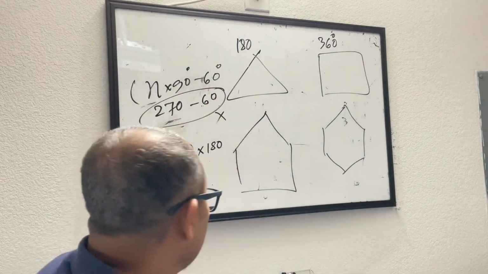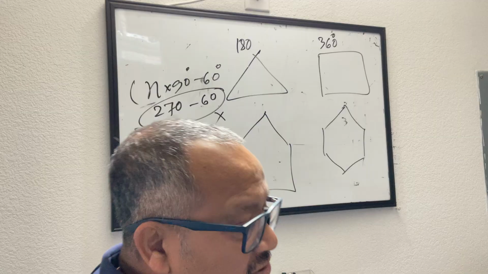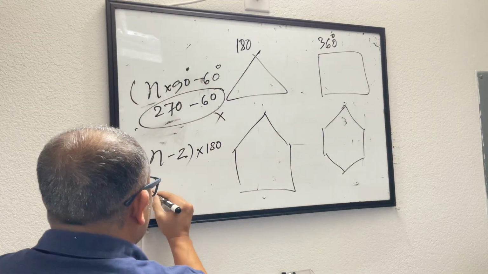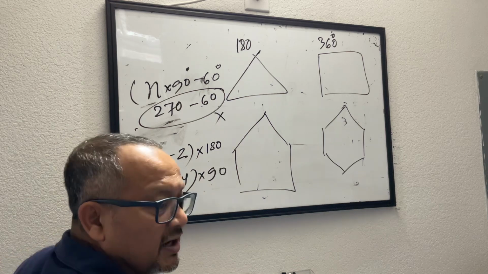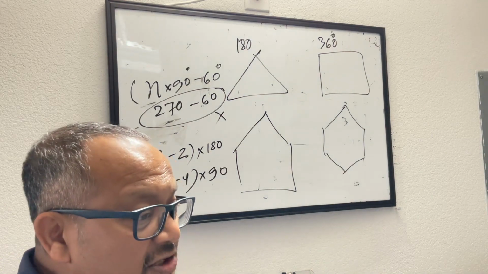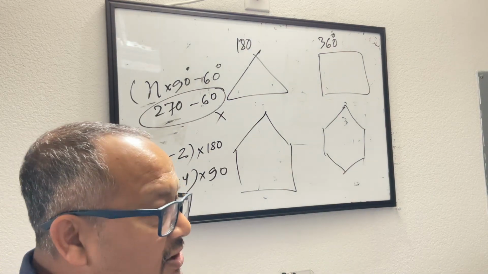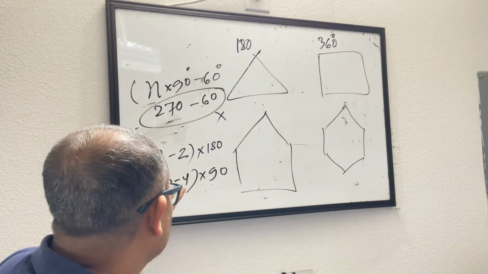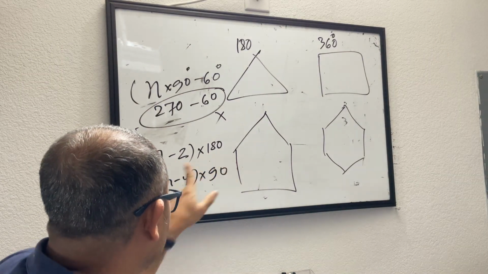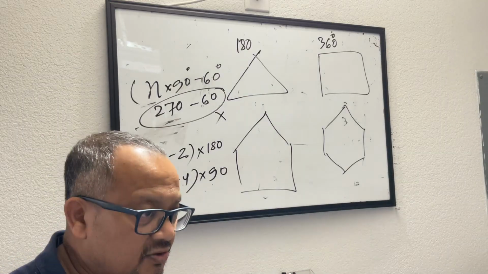Here, n minus 2 into 180, or 2n minus 4 into 90, whatever you can remember, okay? This is a magical formula that tells you the sum of all the angles of any shape. Which one? n minus 2 into 180 or 2n minus 4 into 90, whichever you remember, okay?